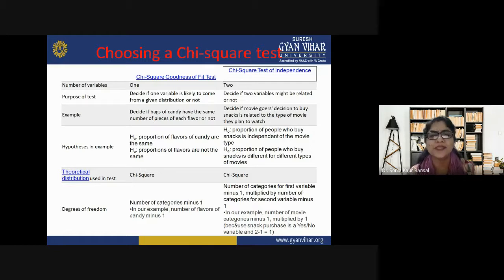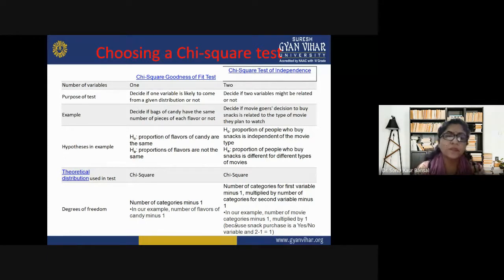So two variables are there. The person is going to see a movie, and the type of movie may be deciding the particular snack he is going to buy. If it is a horror movie, maybe he's going to have a coffee or something else. But if it is a comedy movie, maybe the person is going to have popcorn. So this is how we decide whether two variables might be related or not.